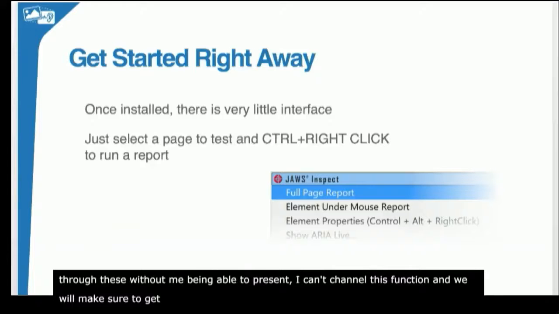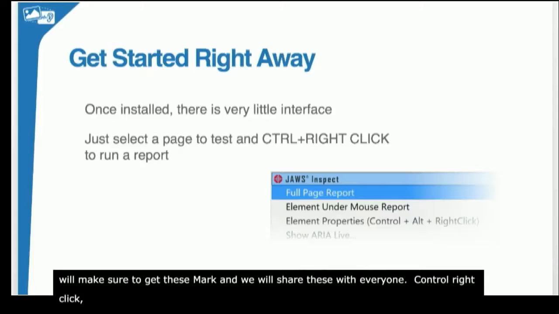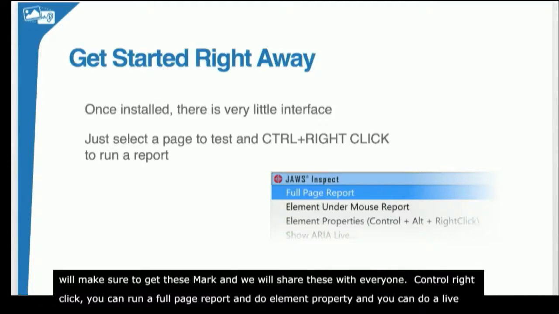The first one is a full page report. So with a control right click, or a control applications key for a keyboard only user, you get a menu that looks like this, and you can run a full page report. You can do an element under mouse, you can do an element properties, and then you can do a live region report. We'll go to the next slide.